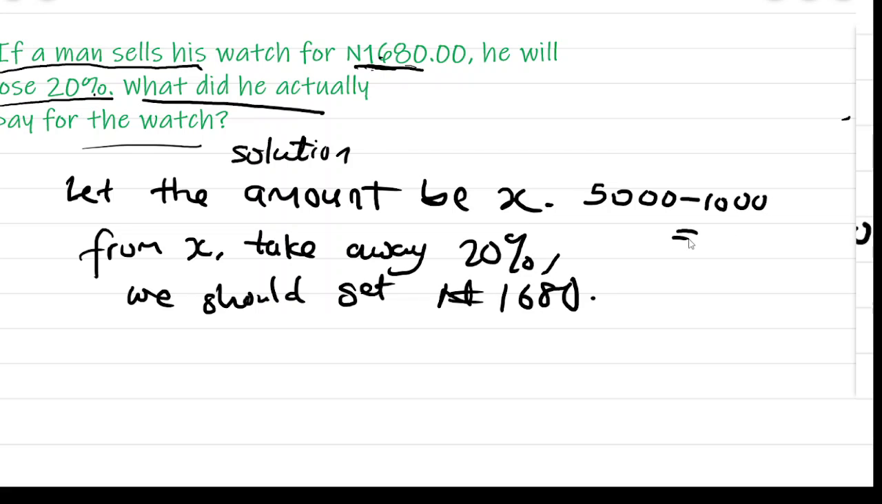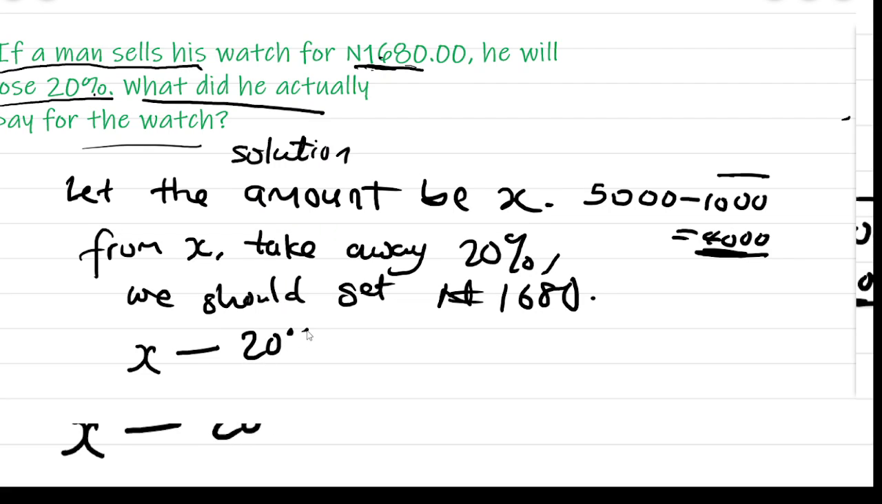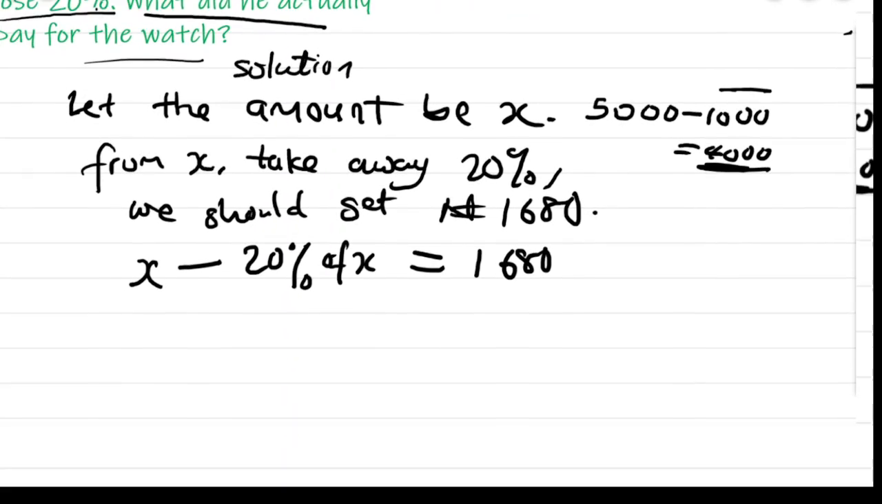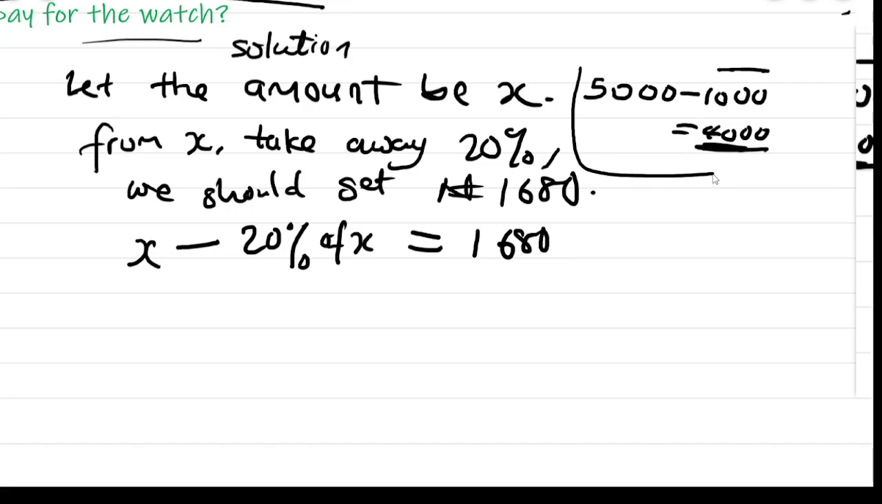we got the amount 4,000, which if we sell it at this 4,000, we would have lost 20%. So from this X here, we will take away 20% of X, and this will give us 1,680.